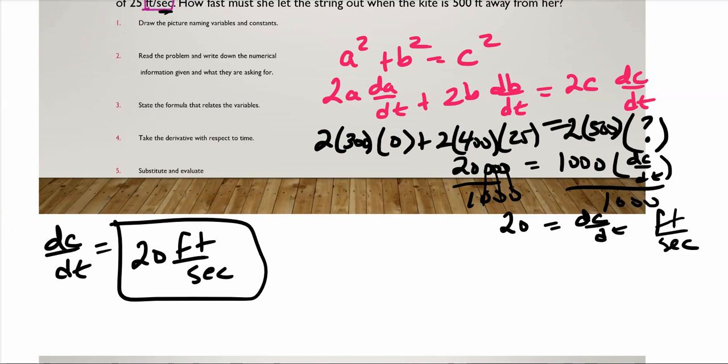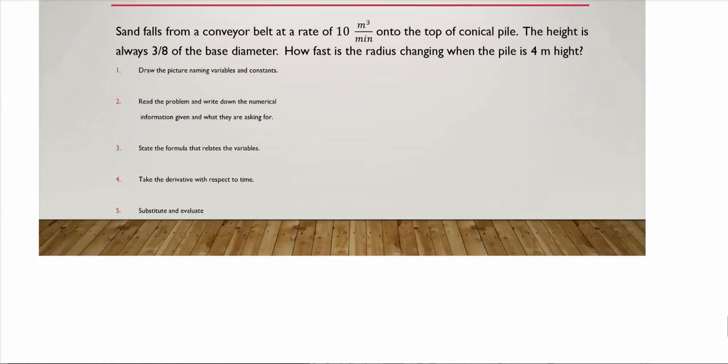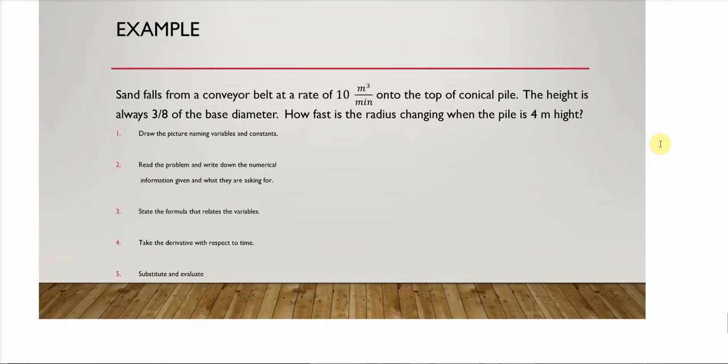Okay? So let's go ahead and look at another problem. All right? We have sand that's being dropped from a conveyor belt. So here's a conveyor belt, and sand is being dropped. And what is it going to form? It's going to form a little cone here. It says a conical pile.